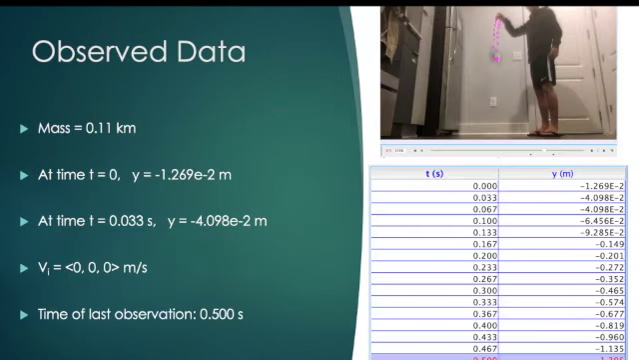And so here's some of my observed data. This is a picture of me dropping a bag of flour, and the time versus position data points. The mass of the bag of flour was 0.11 kilograms. That should be kg, not km.